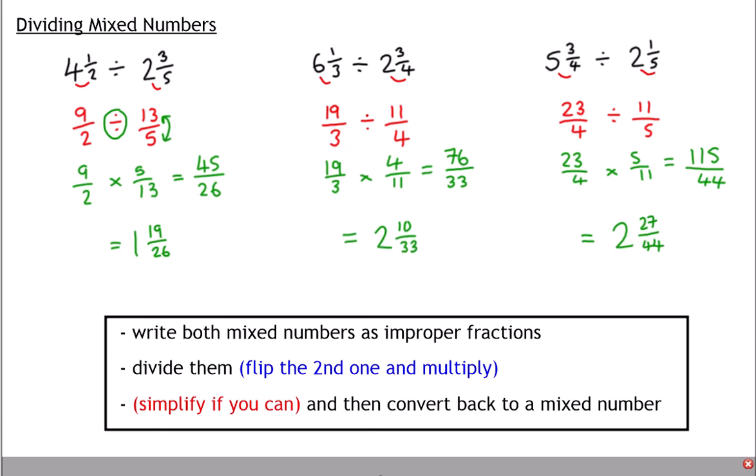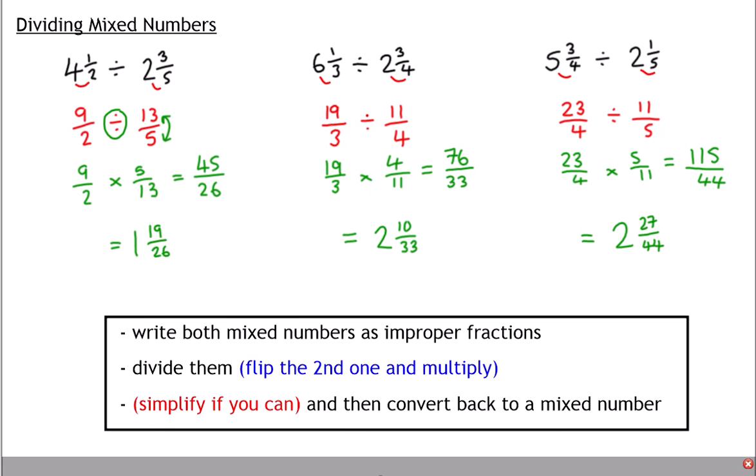You write both numbers as improper fractions. When you do your division, you have to flip the second one and multiply. So that's what I did when I changed from red to green, when I flipped the second fraction upside down. Simplify if you can, but none of mine simplified. And then convert back to a mixed number.